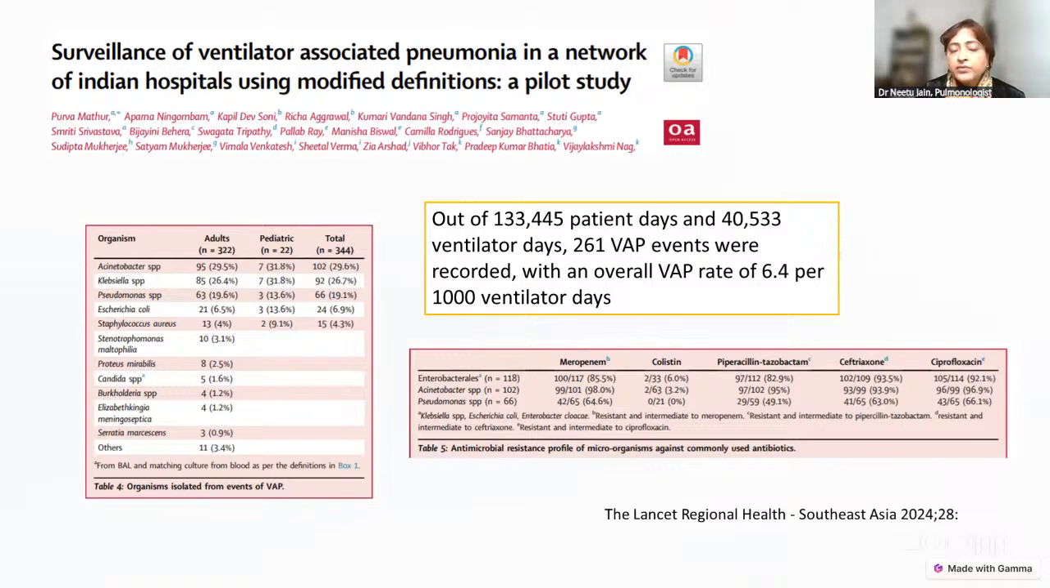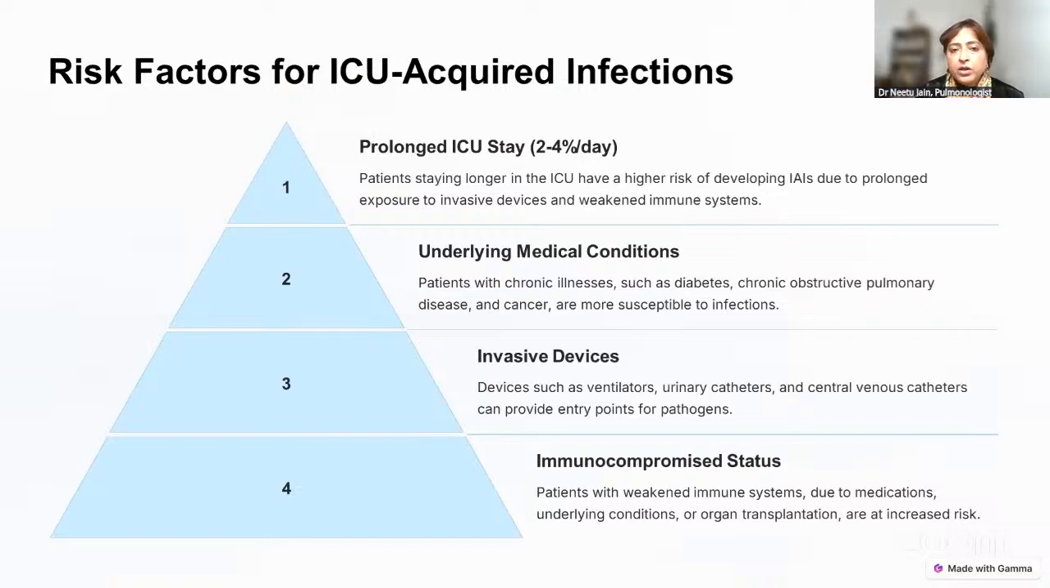So what are the risk factors for ICU-acquired infection? Prolonged ICU stay. With each day in ICU, most of the studies say that the risk increases by at least 1.34% per extra day in ICU, which is a huge number. Underlying medical conditions: patients who have diabetes or other chronic illness like COPD or malignancies are more susceptible to infection.